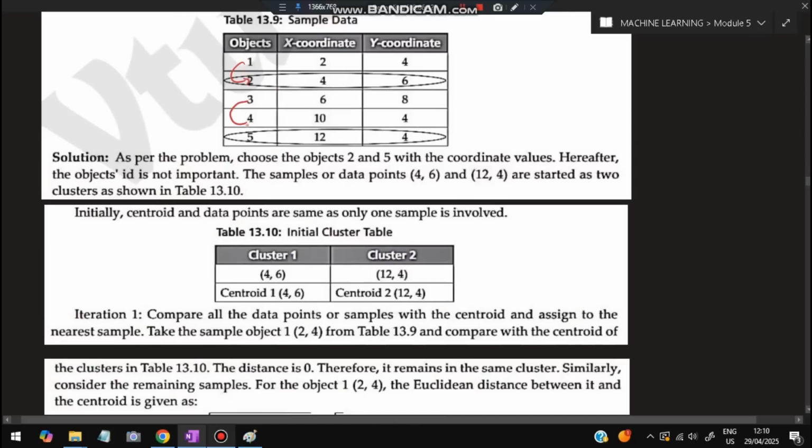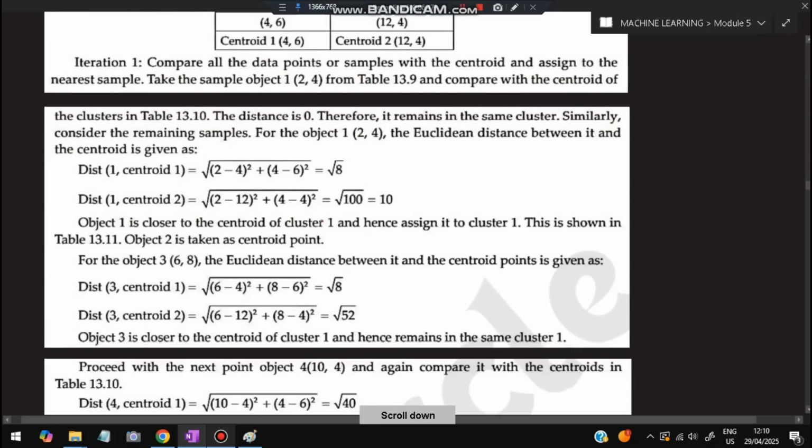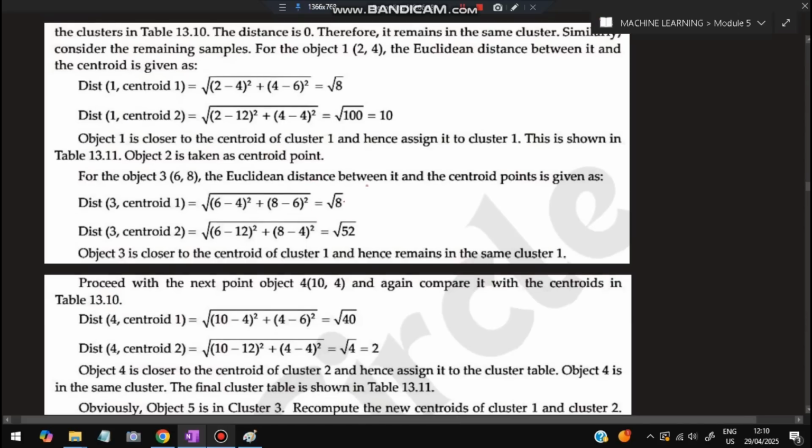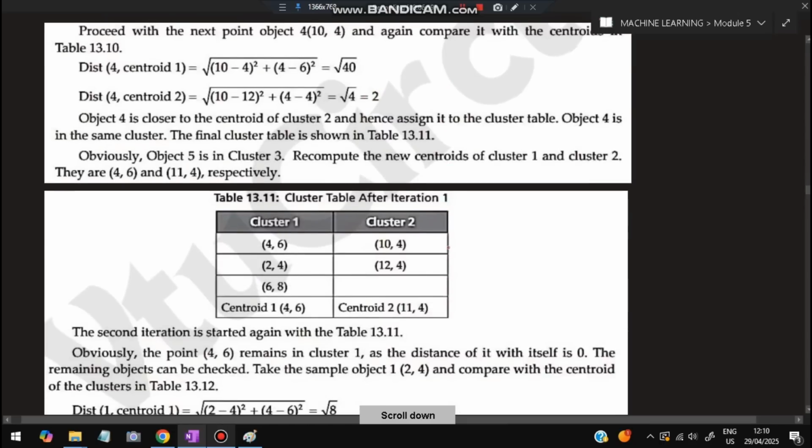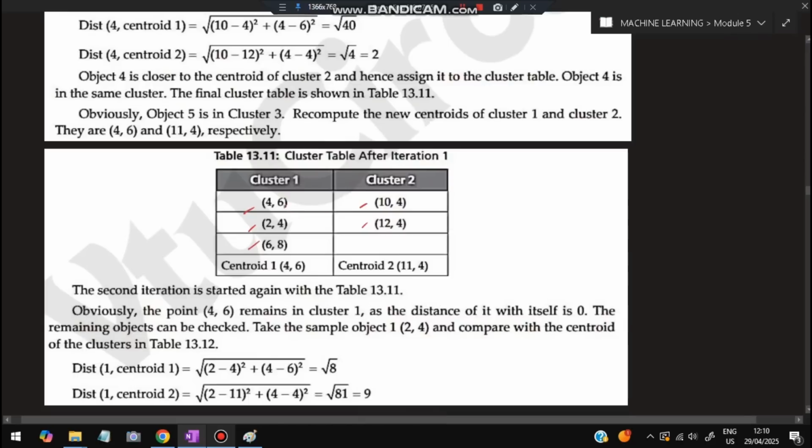Like that we'll calculate for 3 and 4 also, not for 5. In each of these cases, object 3 also is closer to object 2, and object 4 is closer to object 5. So two groups are formed, 1 2 3 and 4 and 5, right? So we'll be taking those two groups, objects 1 2 3, and the second group has 4 and 5. Okay, and we'll calculate the centroid also.